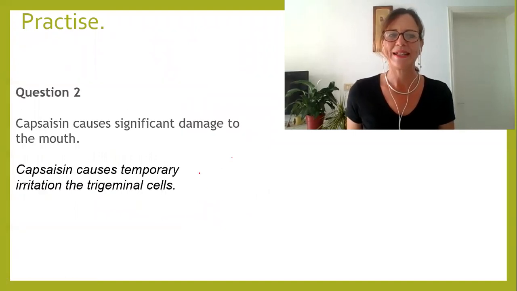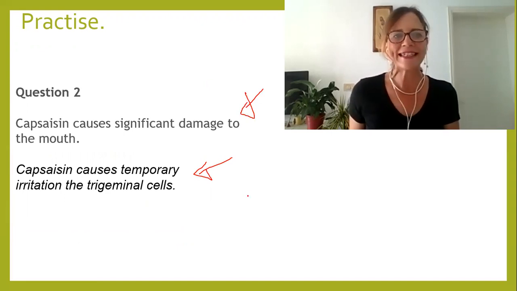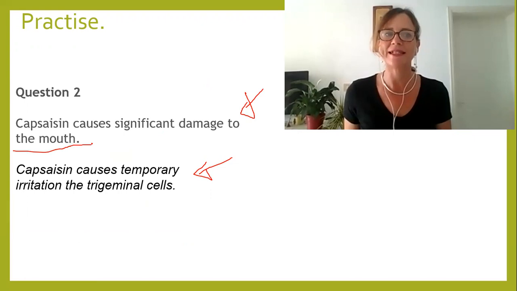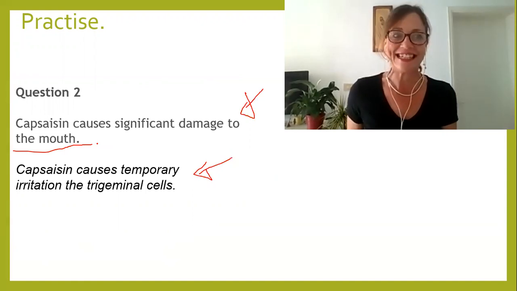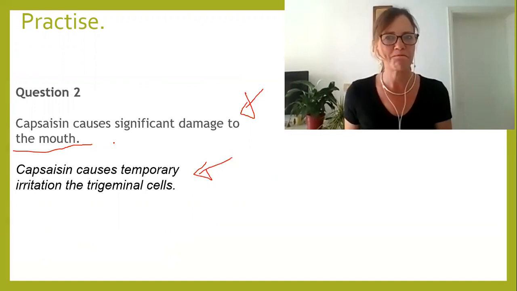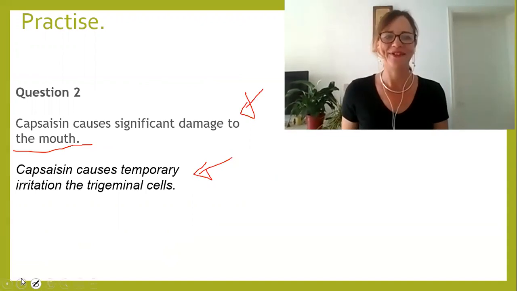Question 2. Here's the text and here's the statement. You have to say whether it's true, false, or not given. Capsaicin causes temporary irritation of, well, the trigeminal cells. So we have to decide whether this sentence is true, false, or not given. Capsaicin causes significant damage to the mouth. What do you think, guys? True, false, or not given? Shout it out. Let's see if you're right.